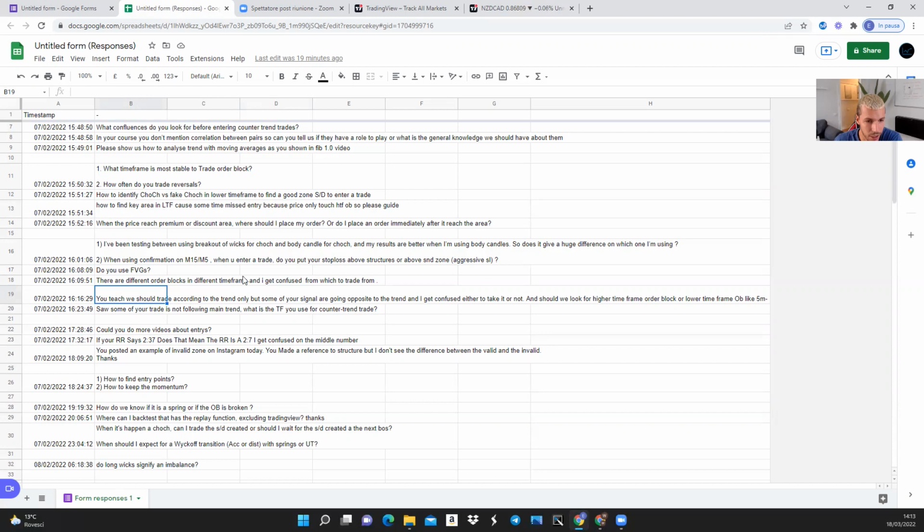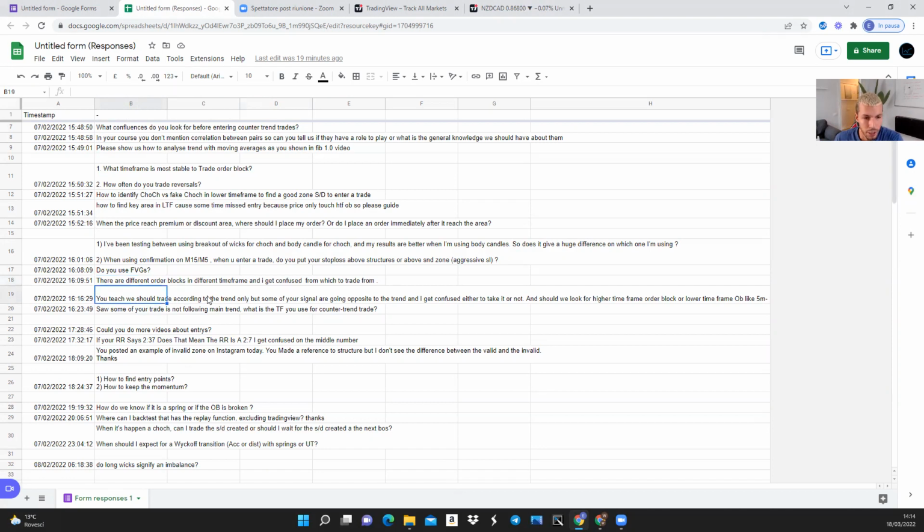There are different order blocks in different time frames, and I get confused from which area to trade from. You should. That's the point. From which order blocks do you trade from? I trade from 4 hour and 1 hour order blocks, and then inside those order blocks, I look for confirmation, and I have smaller order blocks after the confirmation to actually enter. But of course, if you start looking at the 1 hour, then you start looking at 5 minutes, and then you just jump on all time frames, you will not be sure from which order block to trade from. Also, make sure to look at the backtesting file.